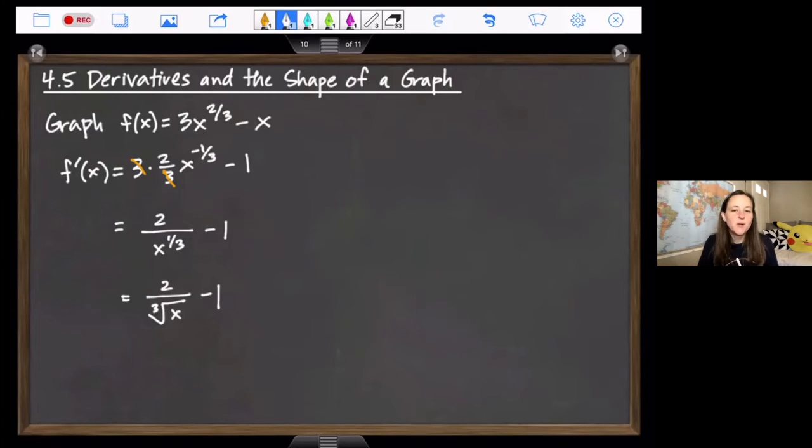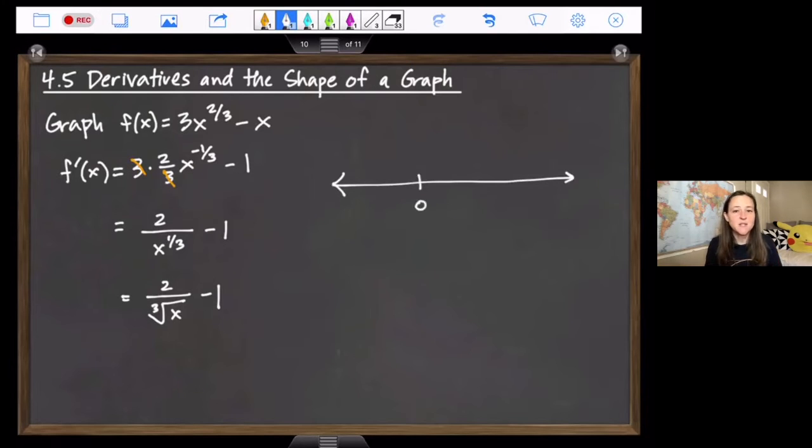Remember that critical points happen when the derivative is equal to 0 or is undefined. This one's actually going to have one of each of those kinds of critical points. The undefined point is pretty easy to see. If I look at that derivative, I see if I try to plug in x equals 0, I'm going to cause division by 0, and I can't do that. So x equals 0 is our first critical point.